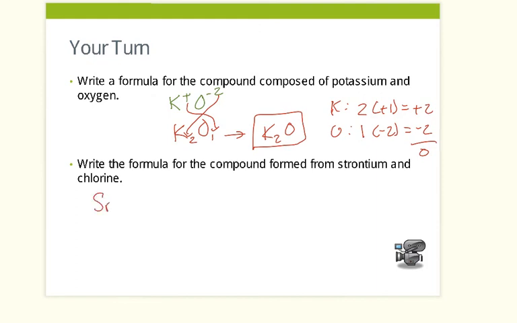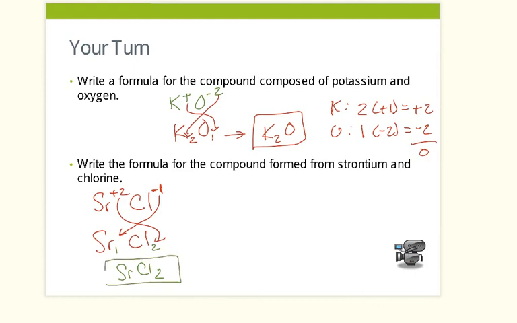Now write the formula for the compound formed from strontium and chlorine. Strontium is Sr, and it's got a positive 2 charge. Chlorine has got a negative 1 charge, so you can write that if you need to. We want to do our crisscross motion, and so we end up with a 1 here and a 2 over here, and we can simplify that as SrCl2.